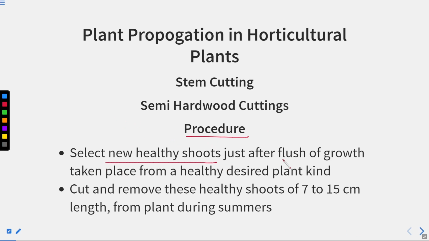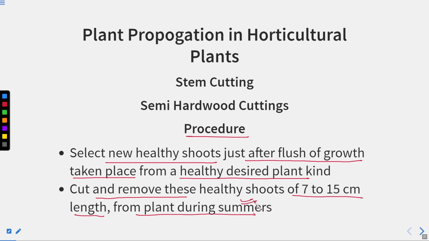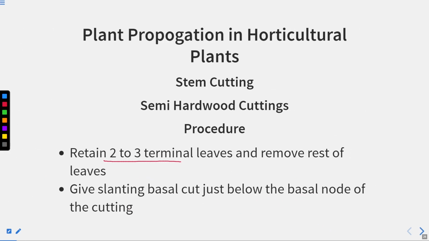Select new healthy shoots just after a flush of growth has taken place from a healthy desired plant. Cut and remove these healthy shoots, 7 to 15 centimeter in length, from the plant during the summer. Retain 2 to 3 terminal leaves and remove the rest of the leaves. So we have discussed this, that we must retain 2 to 3 leaves and the rest of the leaves from the stem should be removed. Give a slanting basal cut just below the basal node of the cutting.